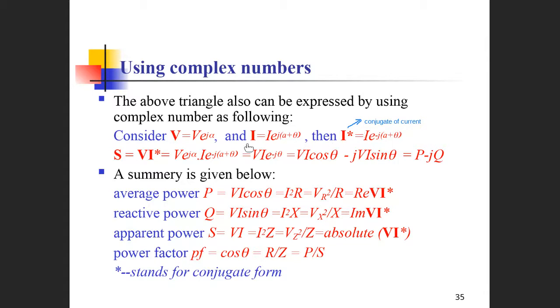So this is the original vector, complex number form, or polar form. This is the conjugate of the polar form or complex number form, where you simply add a minus sign to the phase angles. Then the total power can simply be written as the voltage times the conjugate of the current. That is the voltage with phase angle alpha and the current with phase angle minus alpha plus theta, which is the voltage times current times e to the minus j theta.